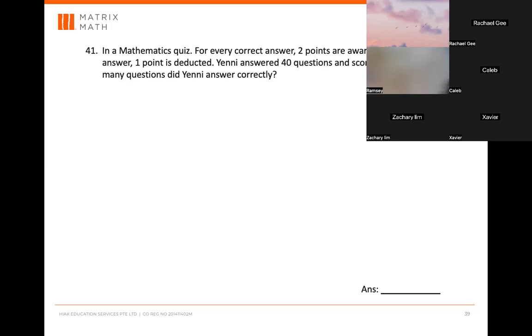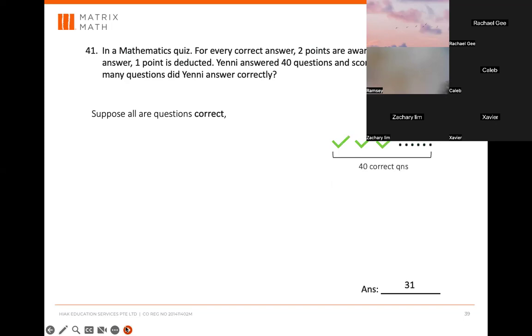So first thing first, you know there's a math quiz going on, and Yenny answered 40 questions and scored 53 points, right? What we do first is to find out the total score. In this case, suppose all questions are correct. There are 40 questions and each question is 2 points if correct, which means that this math quiz is 80 points. So it will be 40 times 2, which is 80. Yenny scored 53 points, that means she made mistakes, right? So how many points were lost? We use 80 minus 53, which is 27, okay?